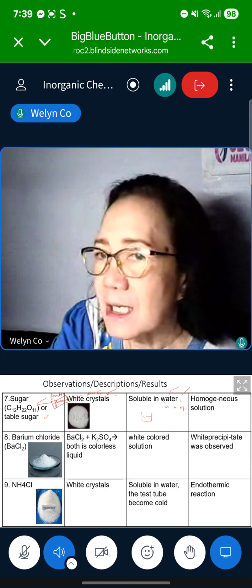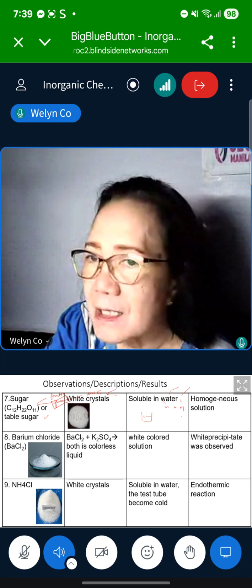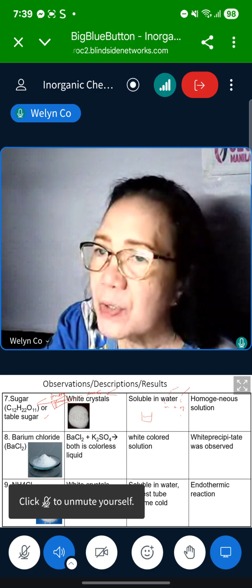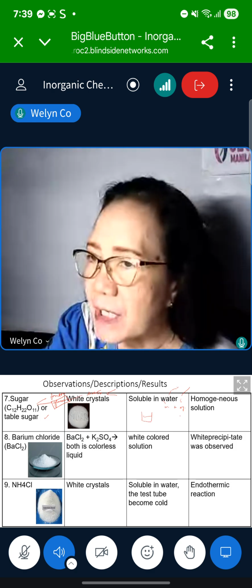Okay? Ethyl alcohol, when you put it in water, will form just one layer. It's a homogeneous mixture. So it can dissolve in water also. Although your ethyl alcohol comes from sugar cane, it is an organic compound.